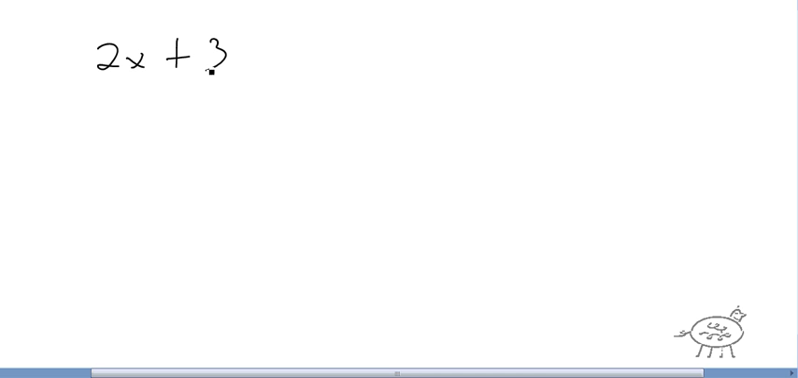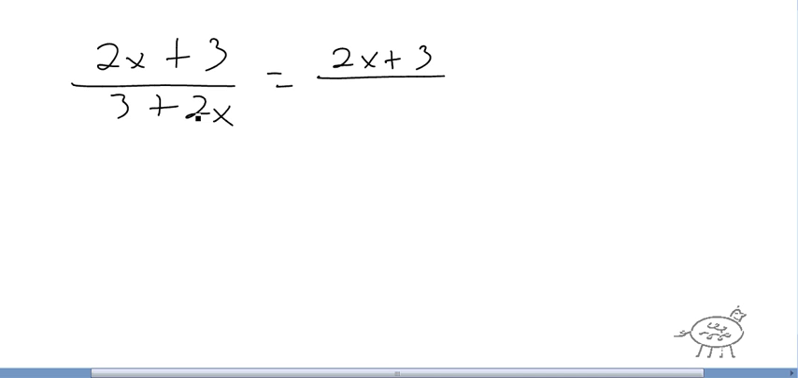How about this one? 2x plus 3 over 3 plus 2x. Okay, well, that's not a negative in between them. So let's put it in descending order. 2x plus 3 over 2x plus 3. Hey, it's the same thing. Don't tell me it's 0. People like to do that. 2x plus 3 over 2x plus 3, it's the same thing over itself, so it's equal to 1. So if it's a plus sign, it's equal to 1. It makes sense. If it's a minus sign between them and it's the same number, it's equal to negative 1.